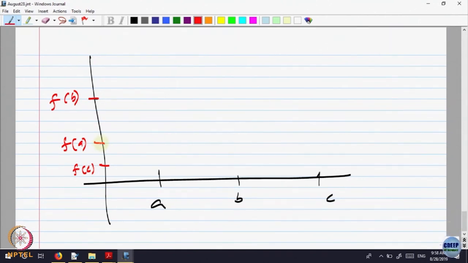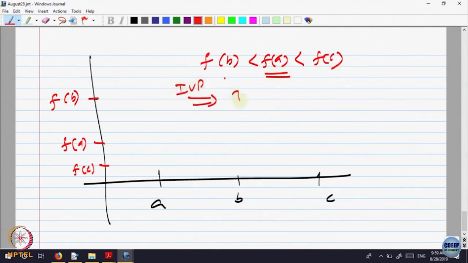Look at this value, f of a. It is between f of c and f of b. So f of b is less than f of a is less than f of c. The function is given to be continuous. So f of a must be attained at some value in between b and c by the intermediate value property. This value is between these two values. So by the intermediate value property, there exists a point x 1 such that f of x 1 is equal to f of a, and where is x 1? x 1 is between b and c, is that ok?